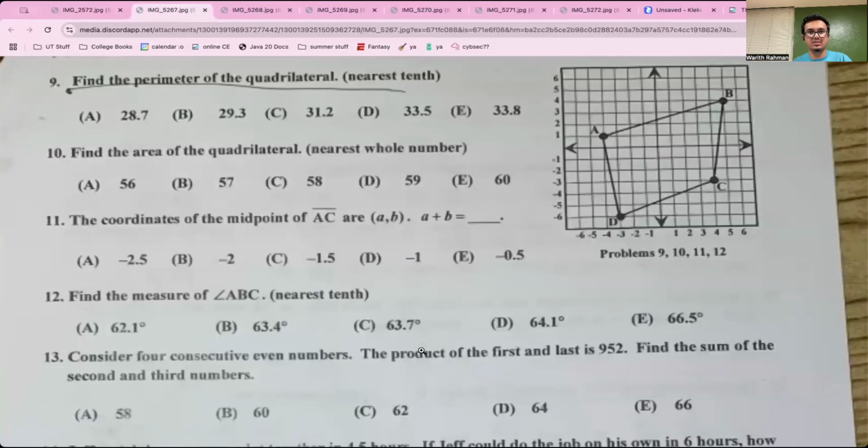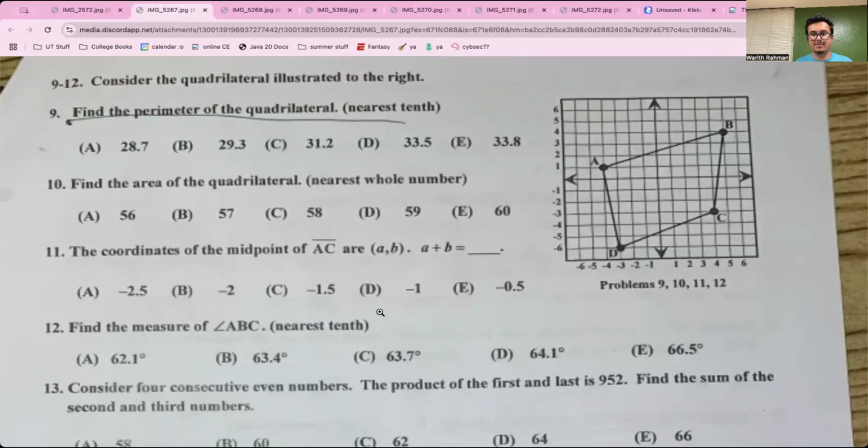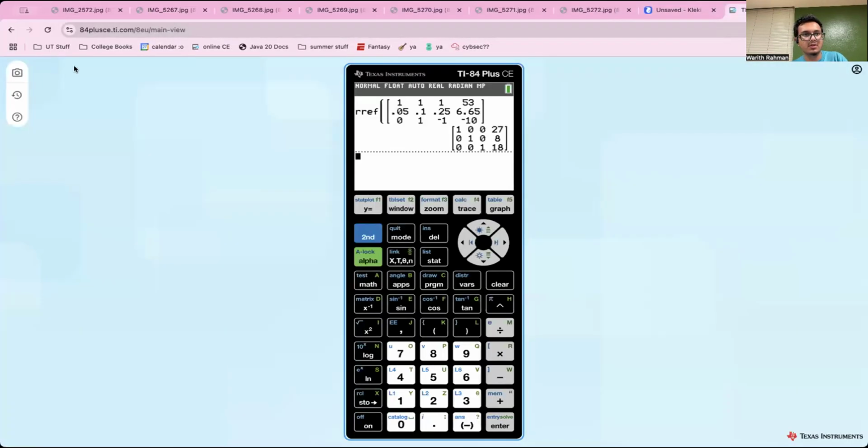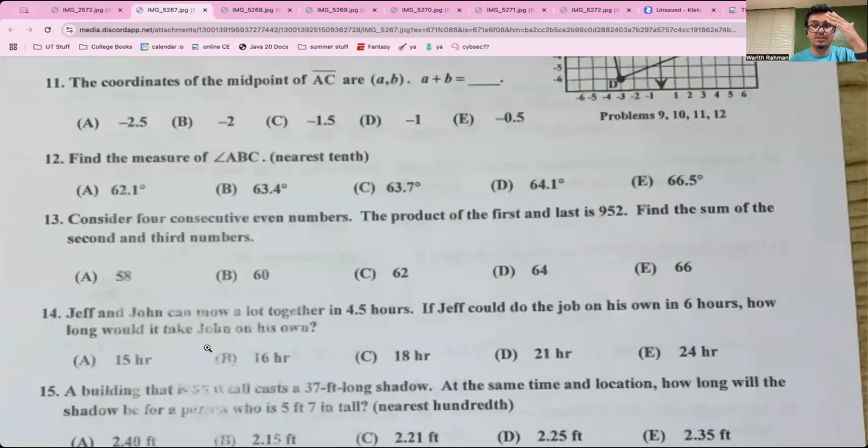Yeah, okay, perfect. Okay, just getting those four questions took me 9 minutes. Actually, that's faster than I thought it'd be. But okay, cool. So question 13, consider four consecutive even numbers. The product of the first and last is 952. Find the sum of the second and third numbers.